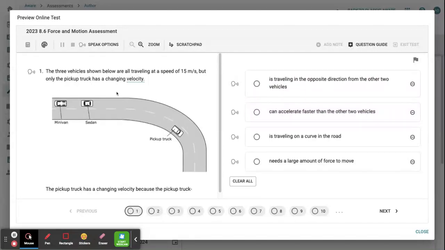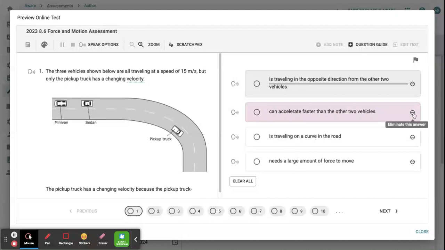So it wants to know, how is it changing its velocity? So how is it changing the direction? So it's not traveling in the opposite direction. It can accelerate faster than the other two vehicles. That's not going to tell you anything about why it's changing direction. It's traveling on a curve on the road. Yes. So because it is traveling on a curve on the road, that's why it's changing directions.